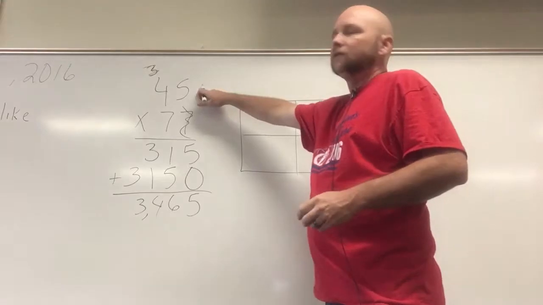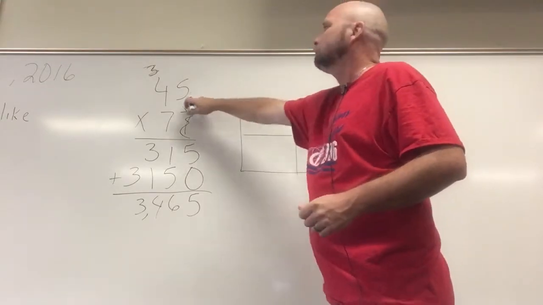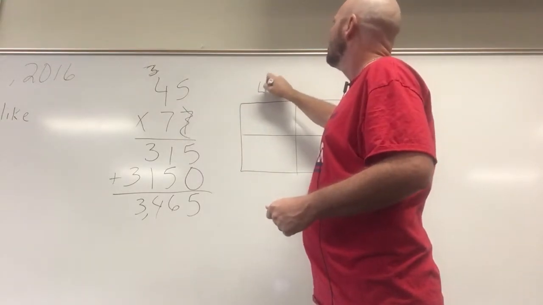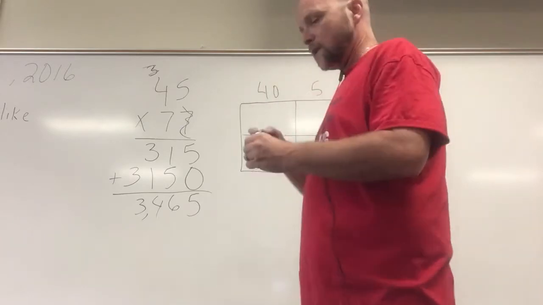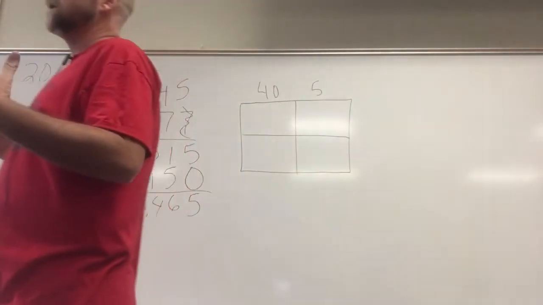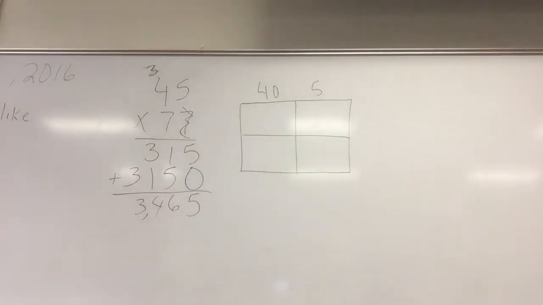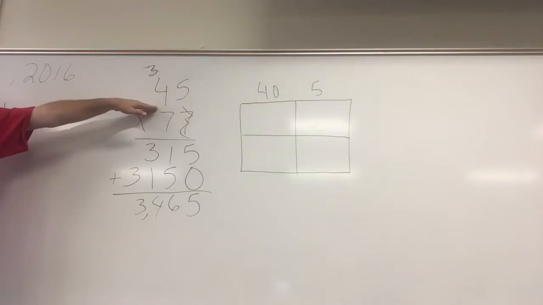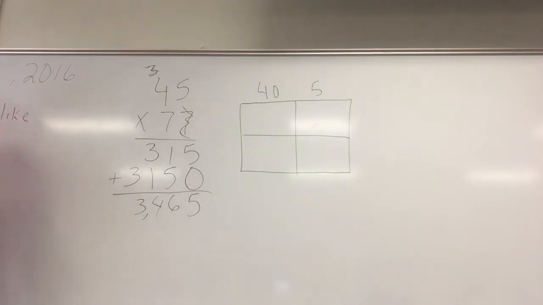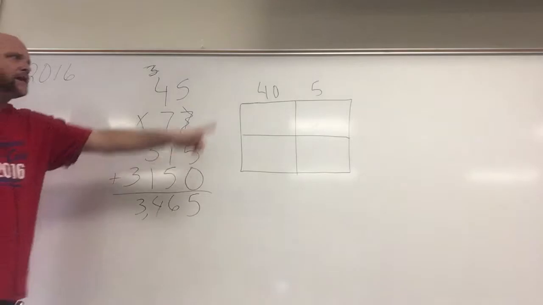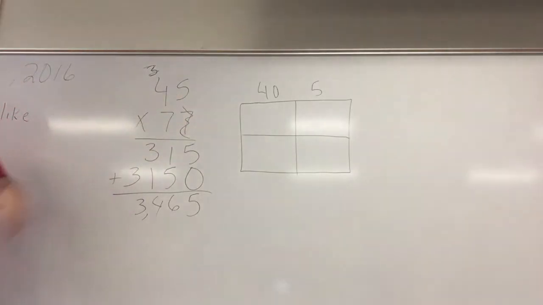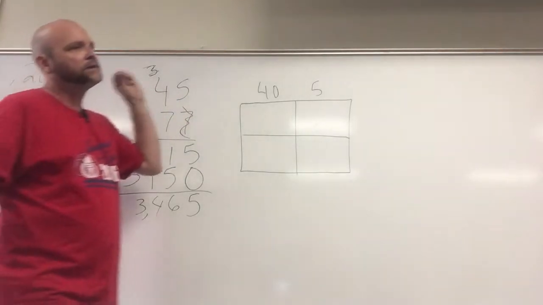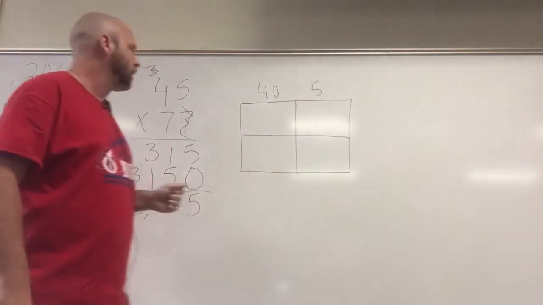You're going to have the same number of columns. So our first factor is 45, so 40 and 5. Think of an expanded form. In expanded form, you would just make 40 plus 5. Think of it as the value. What is the value of the 4? What place value is the 4 in? Tens. What does 4 tens equal? 40. Okay, that's where I got my 40. What place value is the 5 in? Ones. What is 5 ones? 5. That's where I got it.